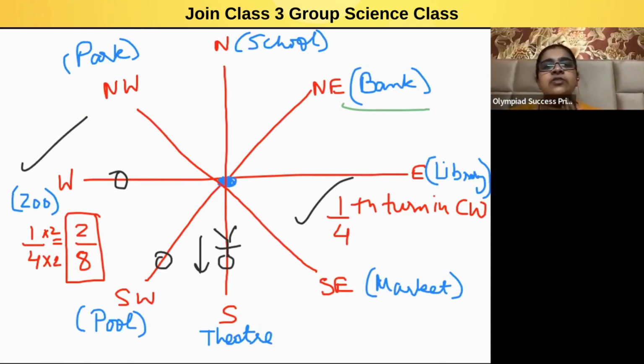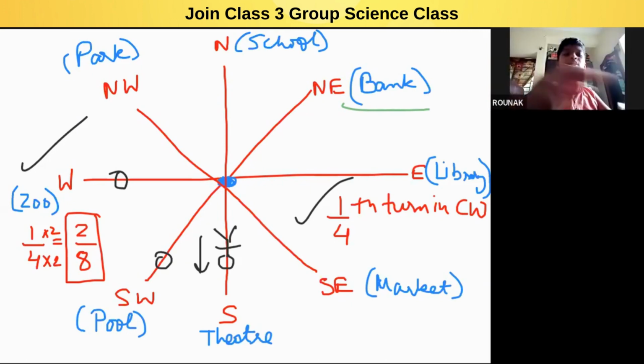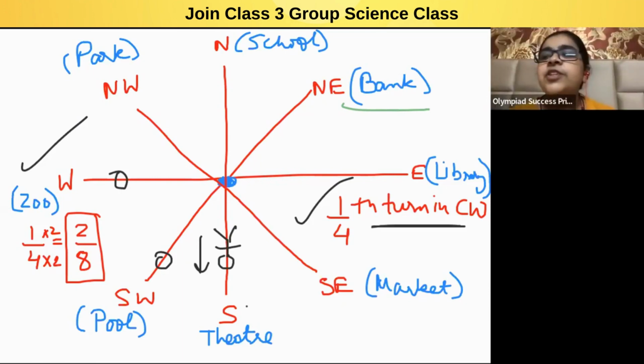Any more questions and doubts over here? No? Always remember one important thing. You have to make conversions here. Sanchi, clear? Okay. Ronak, say. Ma'am, while you were saying the question, I couldn't hear you. The question was 1 by 4th turn in the clockwise direction from the theater. So you are facing the theater, you have to take 1 by 4th turn in the clockwise direction.